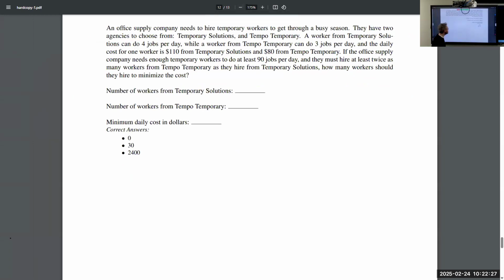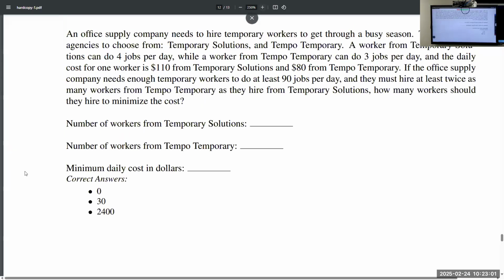So we want to minimize cost. That's the goal. What is the minimum cost? How much do each of them cost? They cost $110 from Tempo and $80 from Solutions. So I think I'm gonna call it S and T. I think that would work for me. I need something that's just different, and we'll start with Tempo.